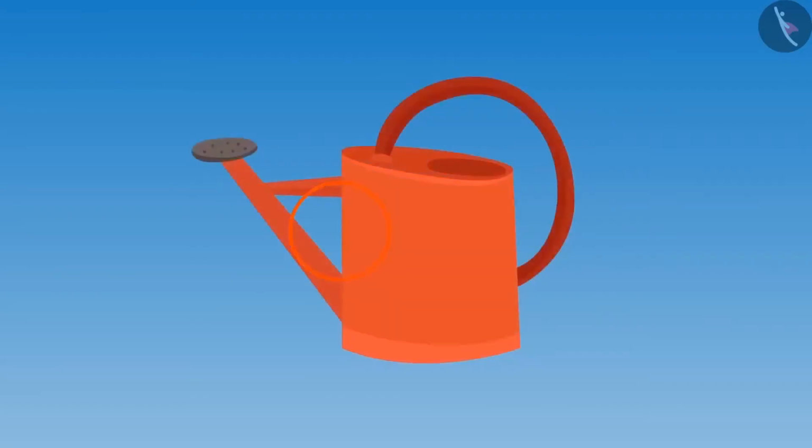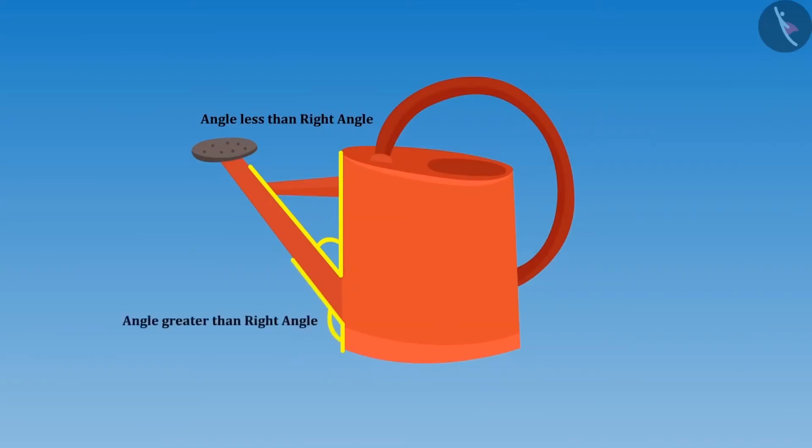Look here. If we look at this corner carefully, we can see two lines joining together. Tell me whether this is less or greater than a right angle? Didi, this is less than the right angle. But if we look below this pipe, we can see an angle here. And I think this is greater than a right angle. Yes, you identified it correctly, Riva. There is an angle less than a right angle and an angle greater than a right angle in this can.